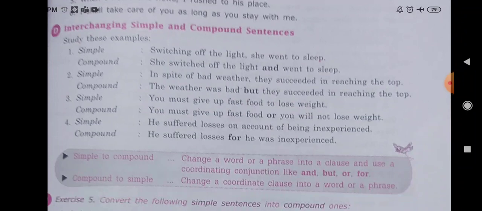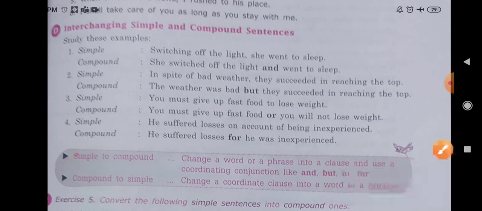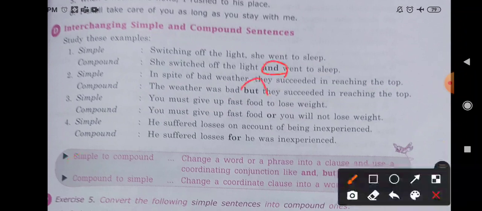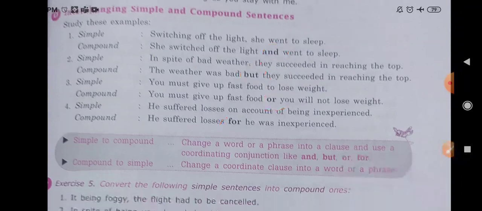So what we have to keep in mind: from simple to compound, we have to change a word or a phrase into a clause, and we have to use coordinating conjunctions like and, but, for, or. Yes, and vice versa, if we are changing from compound to simple, like the way we did for complex to simple, we will change the clause back to a phrase.